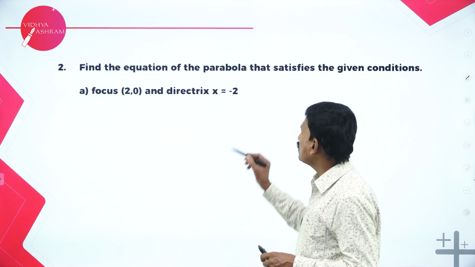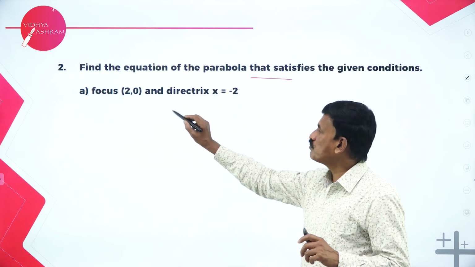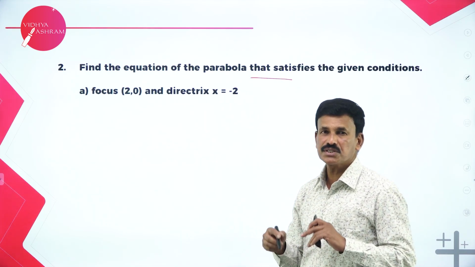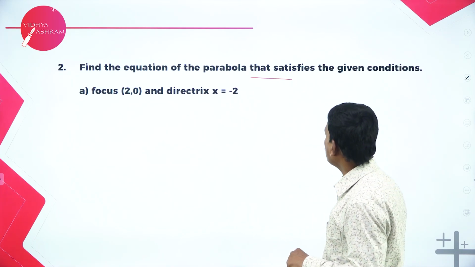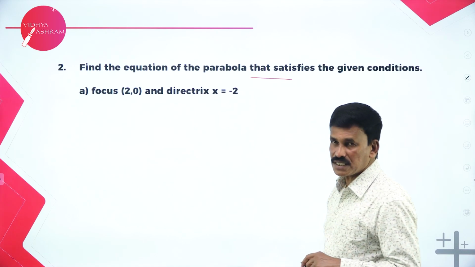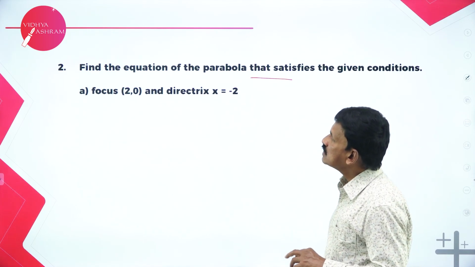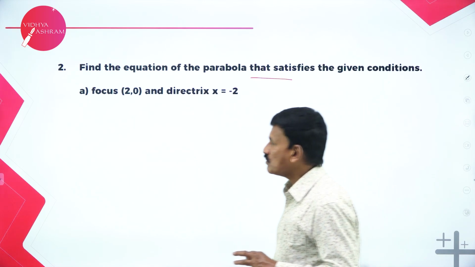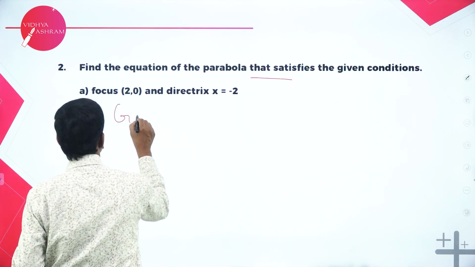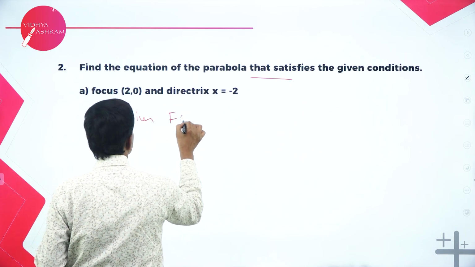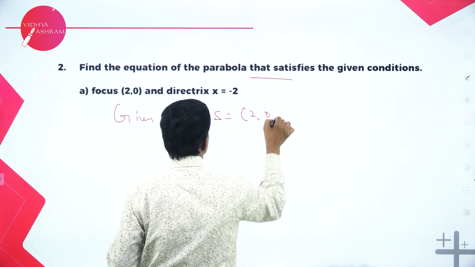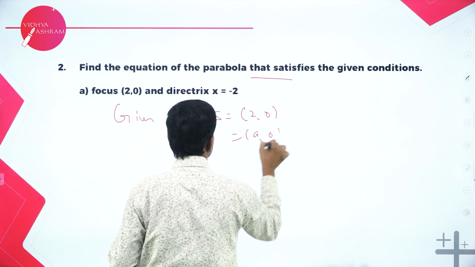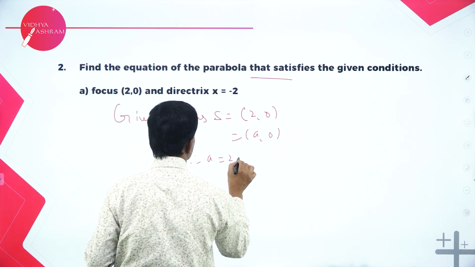Next, move on to the next type of problem. Here the points are given. We have to find the equation of the parabola depending upon the given points. Find the equation of the parabola that satisfies the given condition. First one: focus (2, 0) and the directrix is x is equal to minus 2. So what is given here? The focus F is equal to (2, 0). That is nothing but (a, 0). So therefore a is equal to 2.